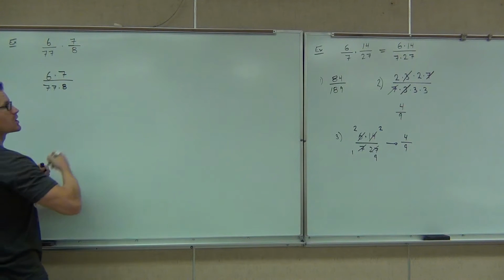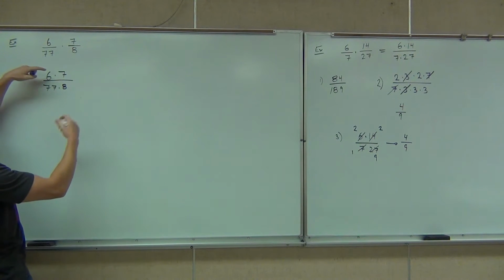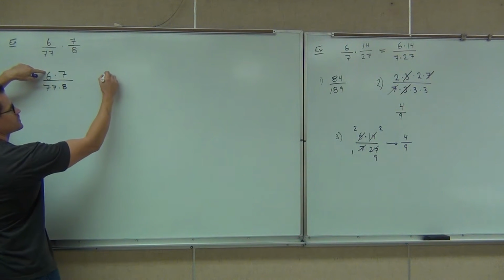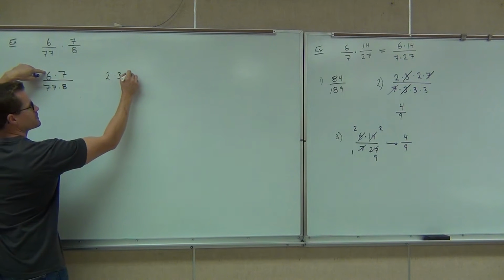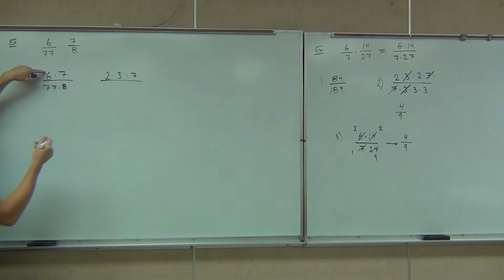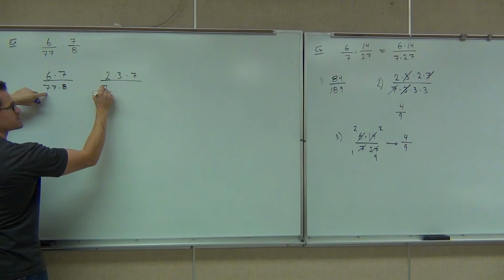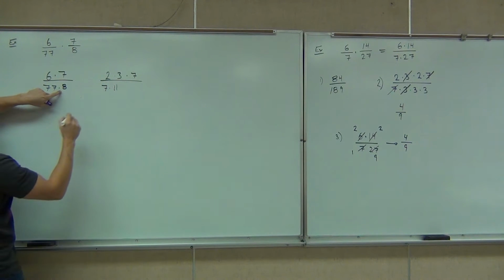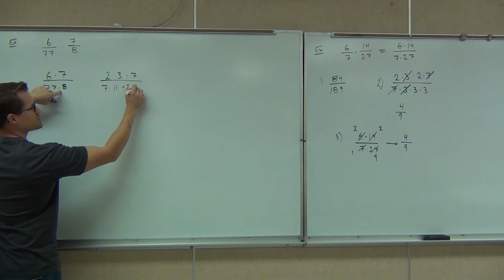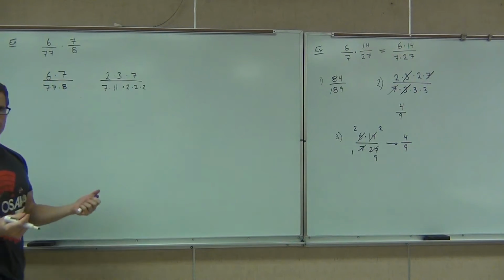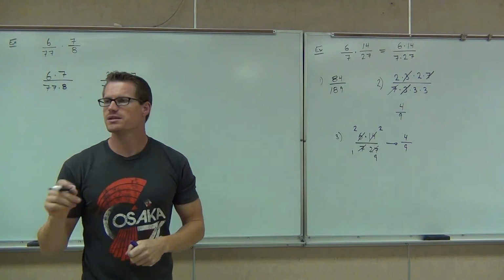So option 1 is we could write this out as a product of prime numbers. Instead of 6, we could do 2 times 3. 7 is already a prime number, so that would stay there. Instead of 77, we could do 7 times 11. Those are prime numbers. 8 is 2 times 2 times 2. That's 2 to the 3rd power, or 8. And then we can simplify as we go.